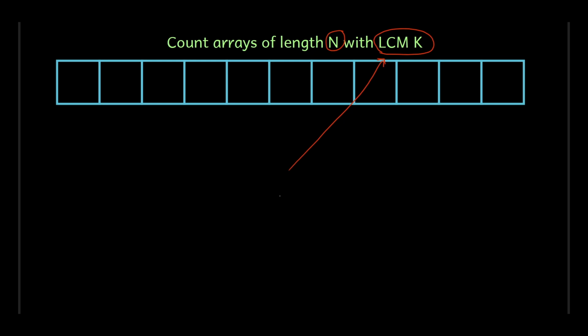How do you compute the LCM between two numbers a and b? First of all, we write the prime factorization of a and b, and you can assume that both a as well as b have all the prime factors in them. So you can write a as p1 to the power x1, p2 to the power x2, p3 to the power x3, and so on up to, let's say, pi to the power xi.